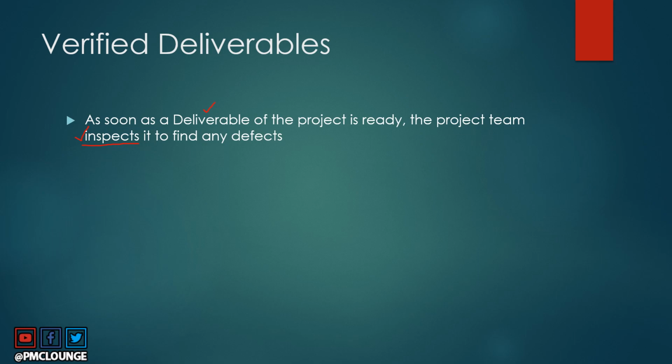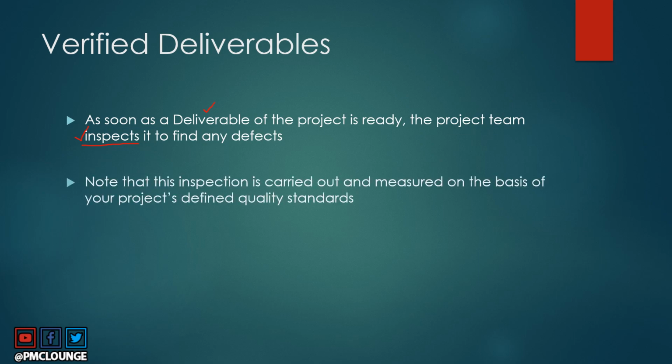This is very important from a quality perspective, right? Anything that is generated as part of the project must be inspected for any possible defects. When you're doing this inspection, you are basically measuring the deliverable on the basis of your project's defined quality standards. This will also include your organization's quality standards. This is something that we have discussed in our previous videos as well. So you have quality standards which are defined as part of the quality management knowledge area. When you inspect a completed deliverable and measure where it stands, you are basically scoring it against the quality standards that you have already defined.